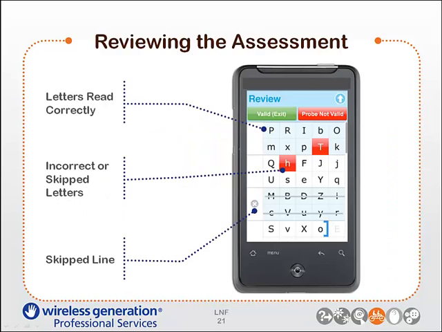Now, in reviewing an assessment, you can go back and see what it is that a student actually did say on the assessment, so that you'll know what letters they got correct and incorrect. At the end of the assessment, or at any time, you can go in and look at this. Letters that were read correctly will be highlighted, letters that were incorrect will be red, and anything that was skipped will be grayed out with a line through it. This provides a visual record of the student's responses.